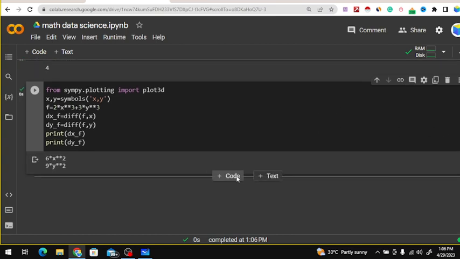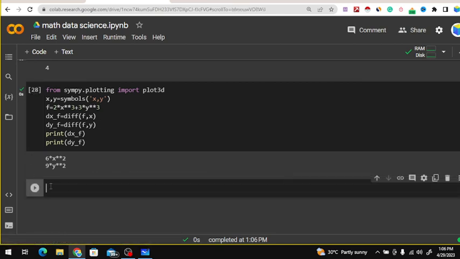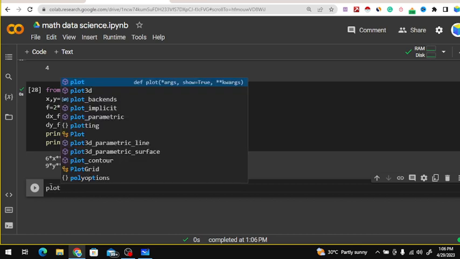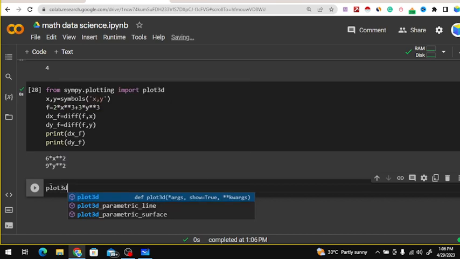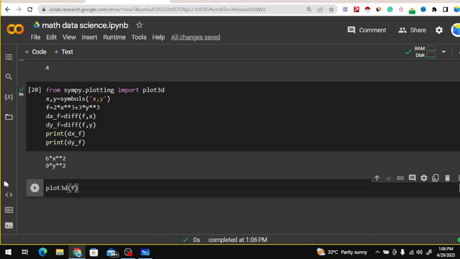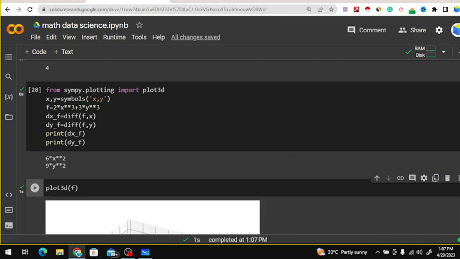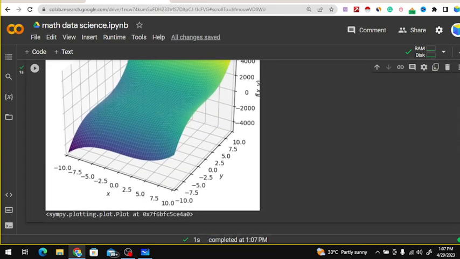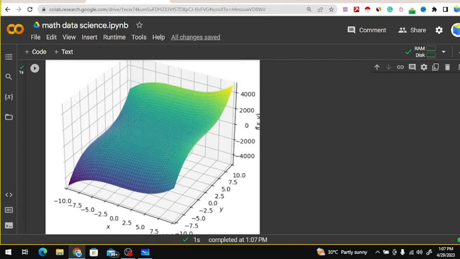So let's plot the 3D functions with plot3d and the function like this. We can see here how to plot in 3D. So it's alright. I think it's clear how to plot partial differentiation. It's a good way to understand this.